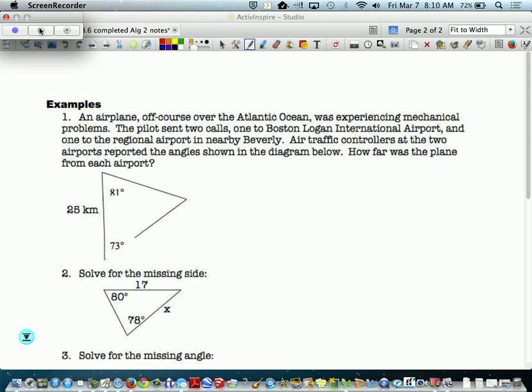So the distance between the 2 airports is fixed at 25 kilometers. So what I want you to do with somebody sitting near you is find x. Now let's call this one y. So I want you to do the law of sines as fast as you can. Check your answers with somebody. I'll put the answers up here in a second.